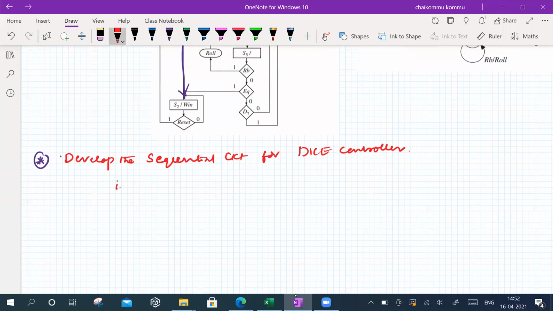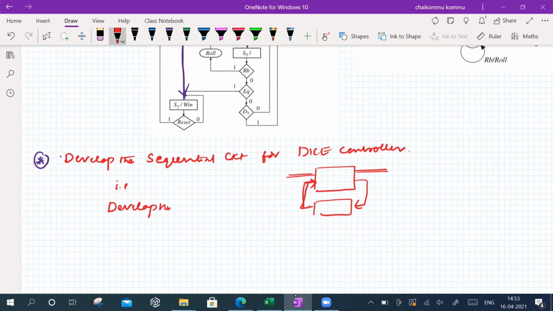What do you mean by that? Actually we know that there is a combinational circuit and a sequential circuit. So it is generating so and so, from here to here. And we have to develop the mathematical equations, the Boolean equations. Whatever way we have done already, the same way we have to do here also.